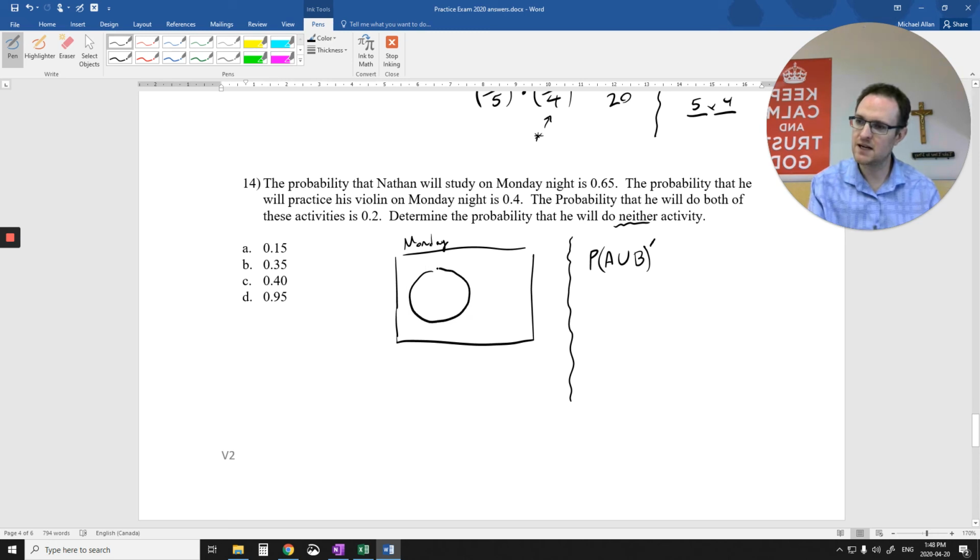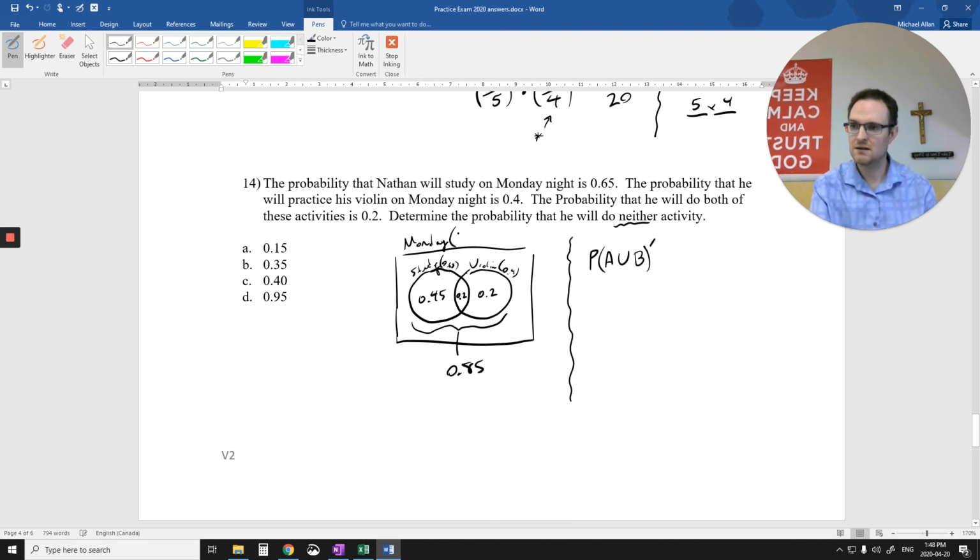So if I did this by the Venn diagram way, I'm going to just start filling in my Venn diagram. One side here is studying. One side is the violin. And then there's a little intersection here for both. So the probability that they'll do both is 0.2. The circle for studying is 0.65. So that means this part of the circle is only 0.45. And the violin is 0.4. So that means this part of the circle is just 0.2. If I were to add all of these pieces together, what I'd notice is that I get 0.85.